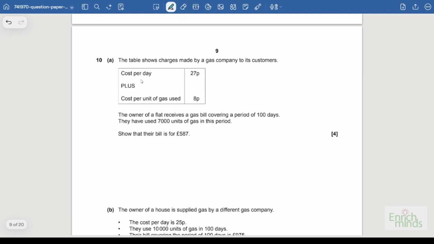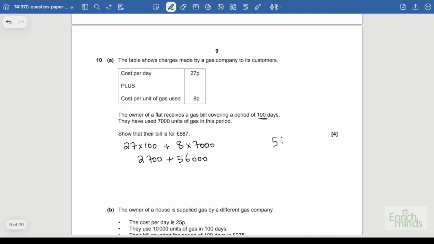So it's 27p per day and they have used it for 100 days. And the cost per unit of gas is 8p and they have used 7,000 units. So the total cost by the end of 100 days has to be all this added together. So 27p for 100 days will be 27 times 100, plus 8p for 7,000 units. 8p is for 1 unit, so for 7,000 units it will be 8 times 7,000. So this will be 27 times 100 is 2700, plus 8 sevens is 56,000.